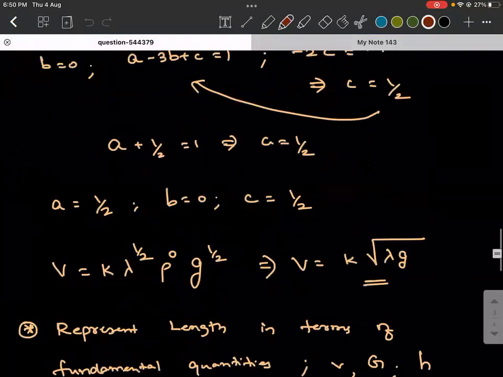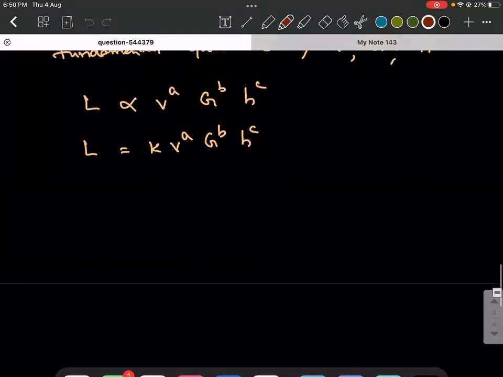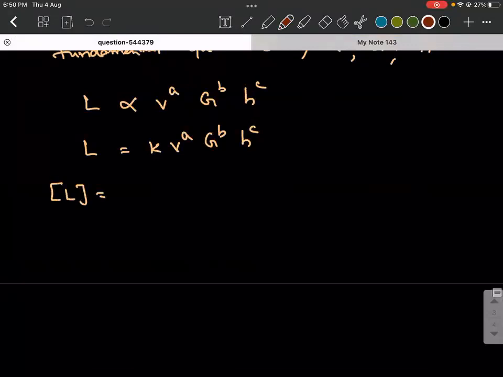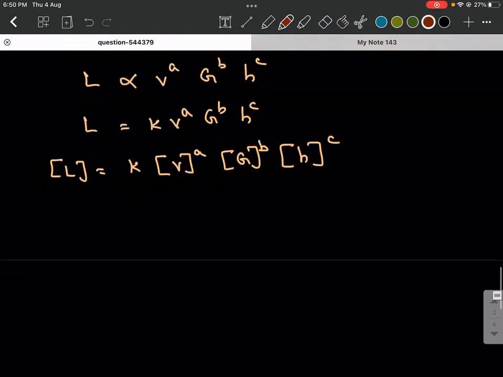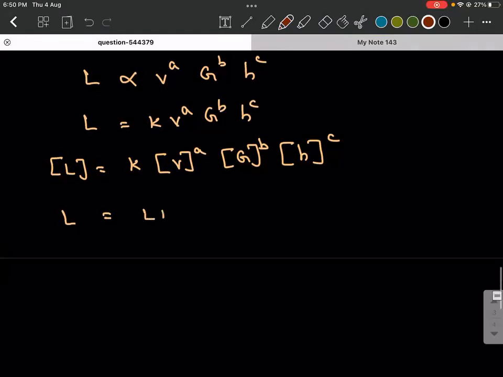The dimensional formula of length should be equal to k into the dimensional formula of v raised to the power a, dimensional formula of g raised to the power b, and dimensional formula of h raised to the power c. What is the dimensional formula of L? It is L only. K is a dimensionless quantity. What is the dimensional formula of v? LT minus 1 to the power a. What is the dimensional formula of g?